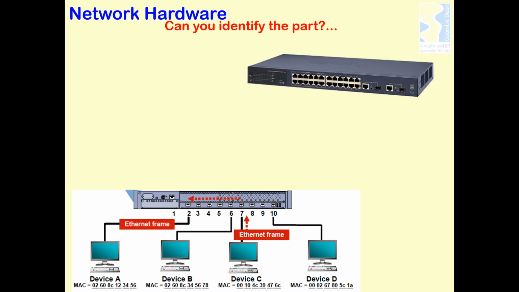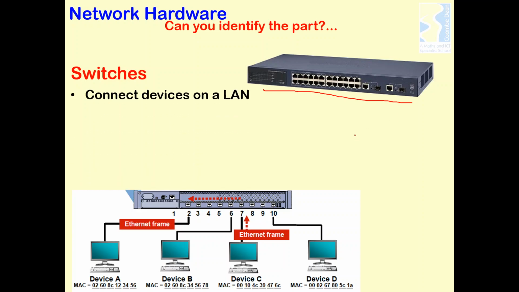This second one is a switch. It comes in different sizes and different shapes. But a switch basically allows devices to connect on the network. It connects all the devices on a LAN. All the devices plug into it. Every device has a separate little port that plugs in using a cable or possibly wireless.